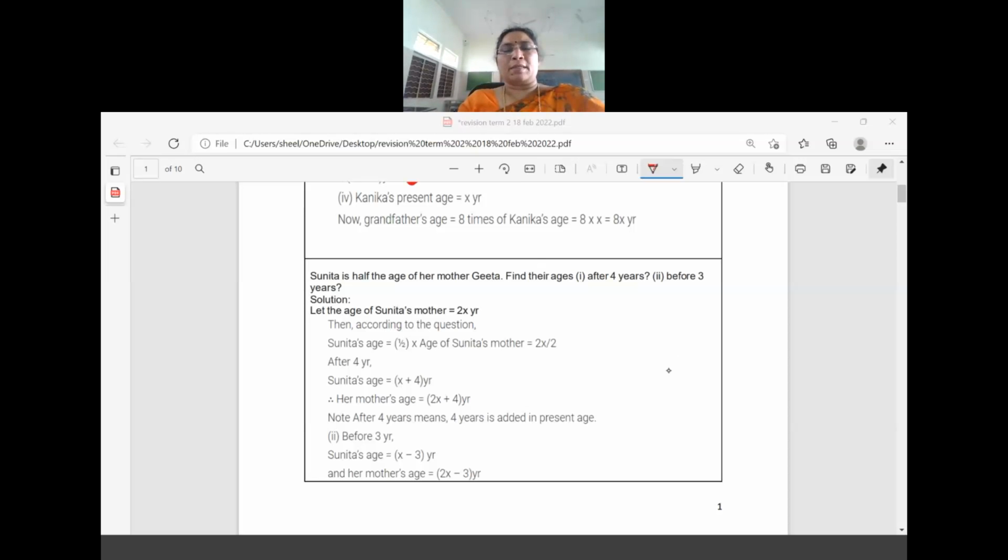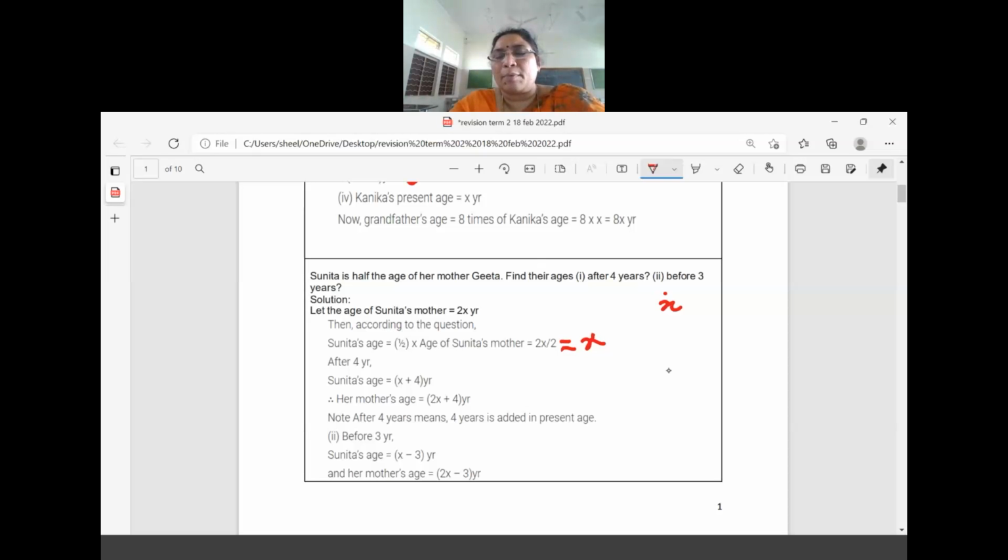Then Sunita's age will be half of the mother's age, that is 2x by 2. Then why are we taking 2x by 2? It will become x, right. That is the purpose. There is nothing that forces us to take 2x only. We can go for the mother's age as x itself. But here we have taken the mother's age as 2x, so the calculation will be easy for us. That is why here we will get x.